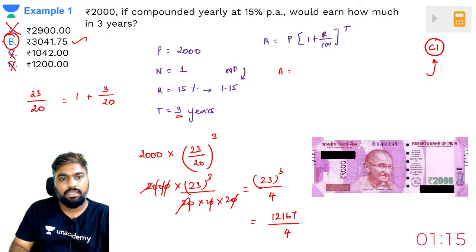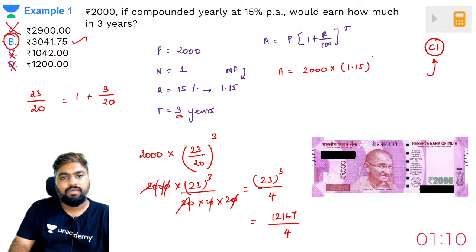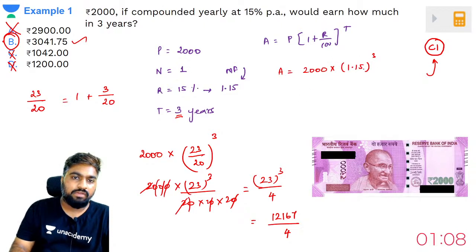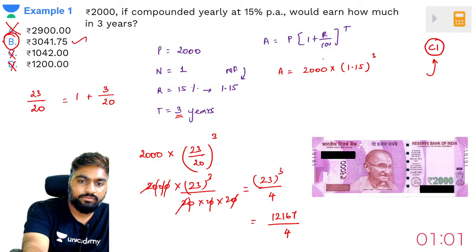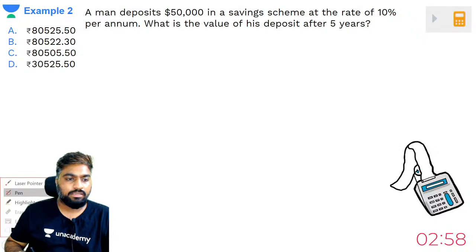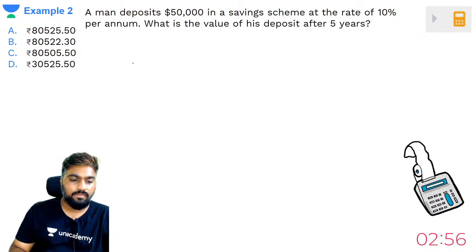So amount will be equal to 2000 into 1.15 cube. तो 1.15 क्यूब अगर इजी है करना तो वो कर लो या फिर ये कर लो, whatever. Yes, चलेंगे नेक्स्ट. Alright, read this question. Very good Jayraj Kumar. करो ये वाला ट्राई.